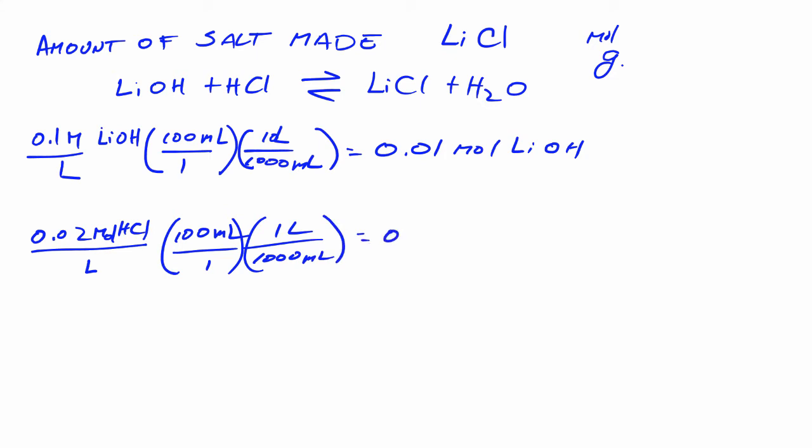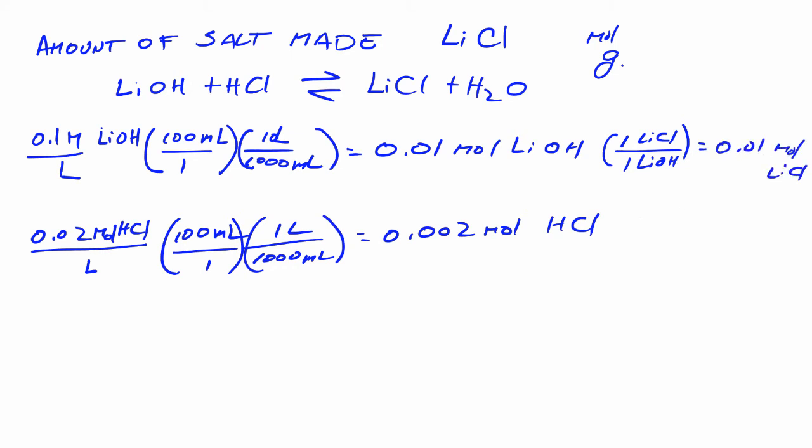And that's going to give me 0.002 moles of HCl. Now, this is what we call the limiting reactant problem, so we want to know how much of the salt is going to be made. And it's a one-to-one relationship. So 1 mole of lithium chloride is related to 1 mole of LiOH, and that's going to be 0.01 moles of lithium chloride.